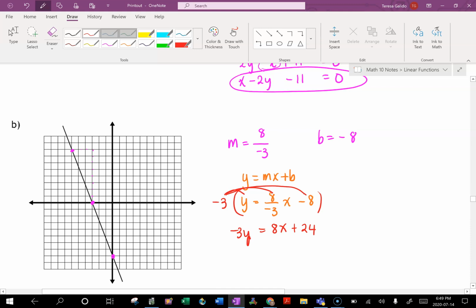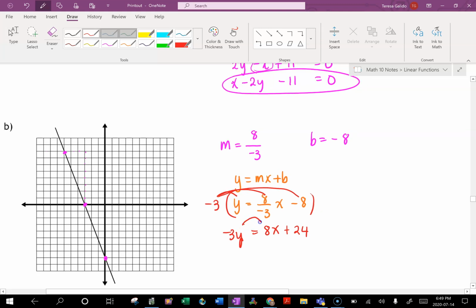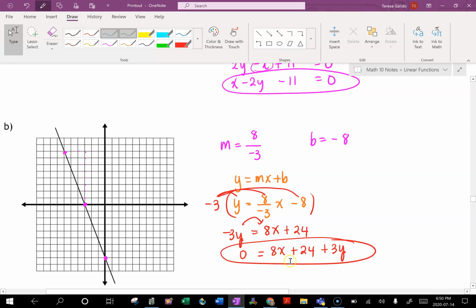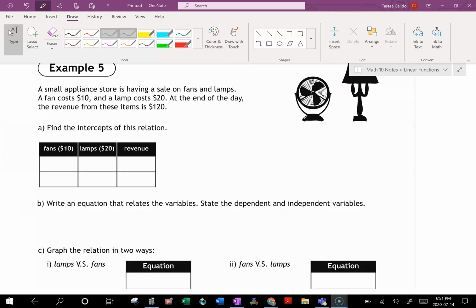So now I need to put all the terms on one side, so it's easier for me to put the y over here. So this becomes 0. This becomes 8x plus 24. And then if we put that -3y on the other side, it will be positive 3y. So now you ask yourself the question, do you have any fractions? No. Is x positive? Yes. So then we already have written it down correctly in general form.